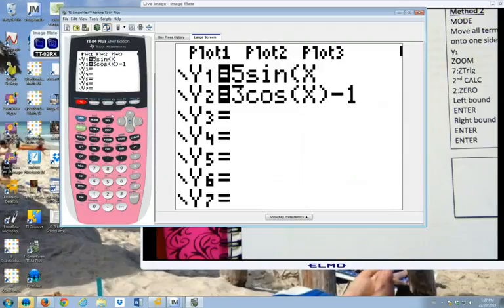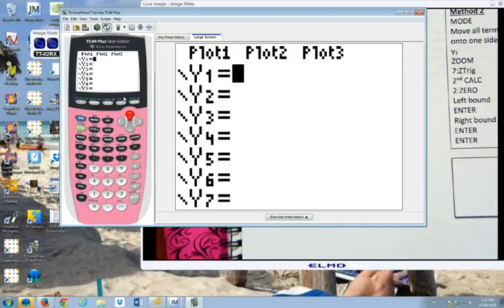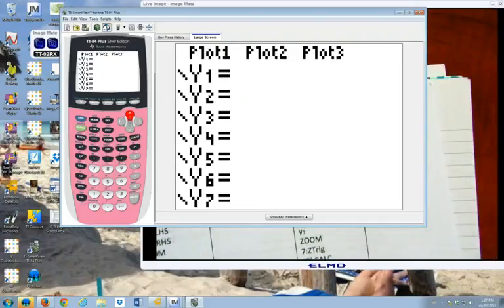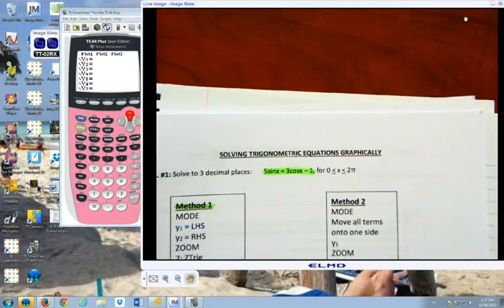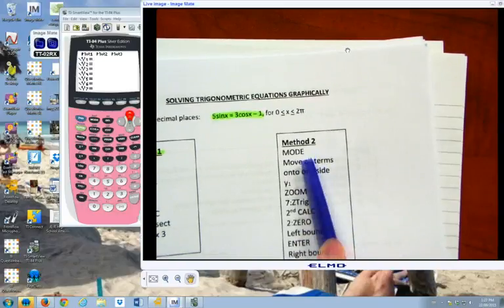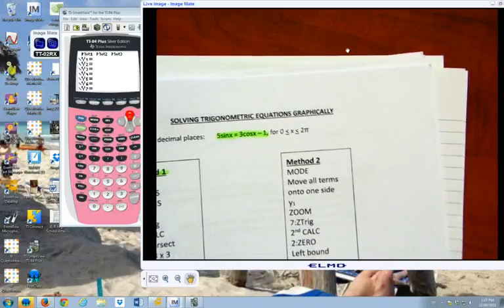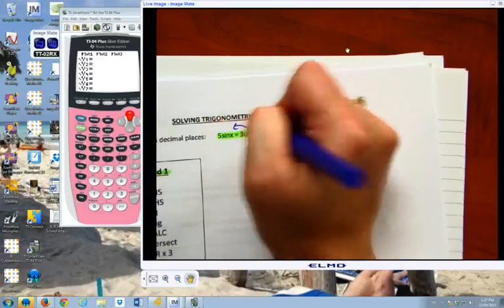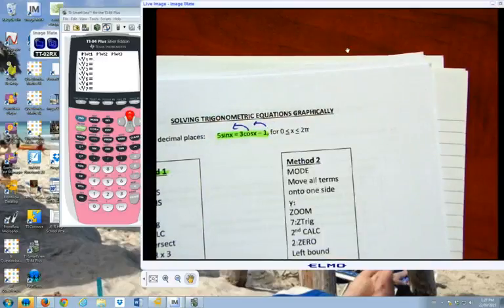I'm going to go back into my y equals, and I'm going to clear this stuff out. So I'm just hitting clear to get rid of it. Method number 2 is moving everything to one side of the equation. So you would check your mode, which we've already done. Now I want to move everything to one side. So I want to take this 3 cos over, and I want to take this minus 1 over. So there's a little bit of algebra you need to do first.